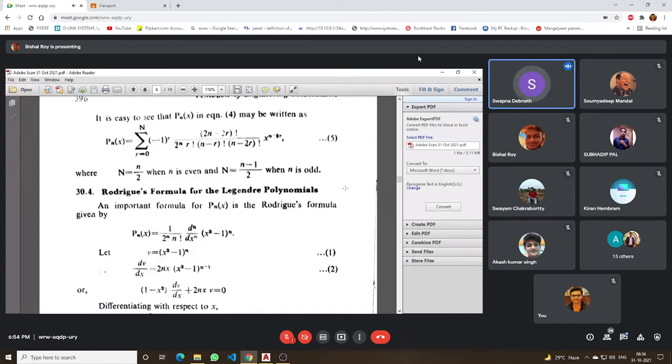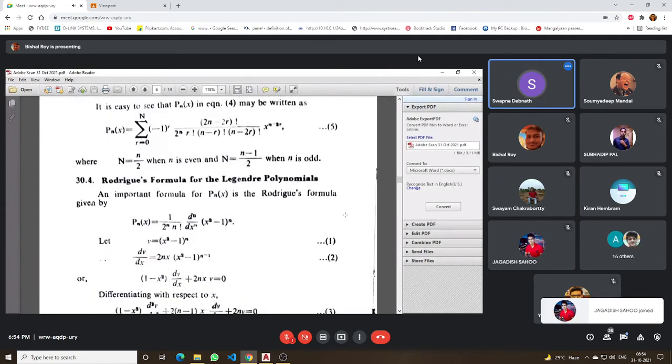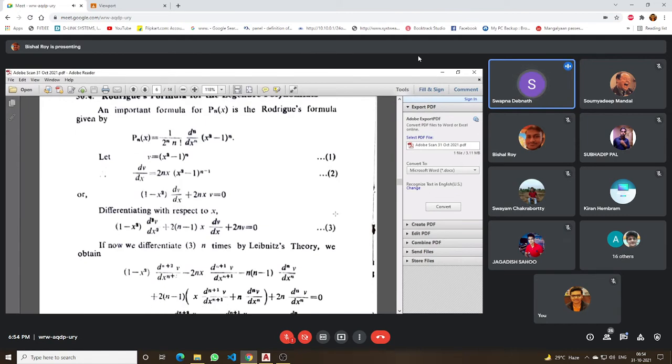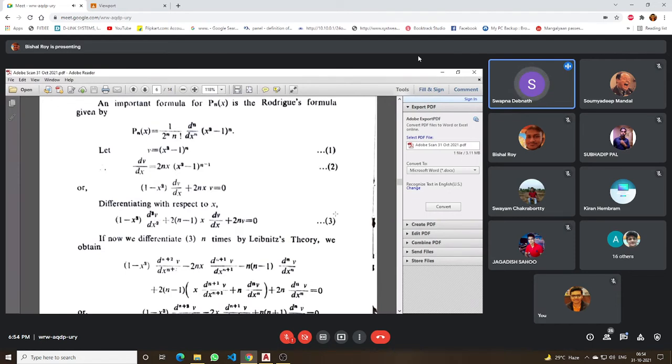Then the important topic is Rodriguez formula for Legendre polynomial. You have to prove that Pn(x) is equal to 1 by 2 to the power n factorial n, dn/dxn of (x square minus 1) to the power n. That means the form of Pn(x) can also be obtained from the expansion of (x square minus 1) to the power n. Hence, this formula is also important. This is known as Rodriguez formula.